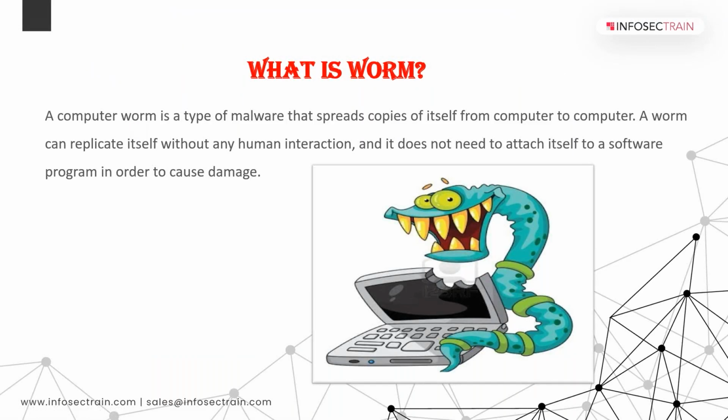So what is a worm, guys? What will it do? What is the difference between a worm and a virus? A worm is a standalone malicious program which spreads from computer to computer. Let's say this system is infected with the worm, and this system is there in the network.